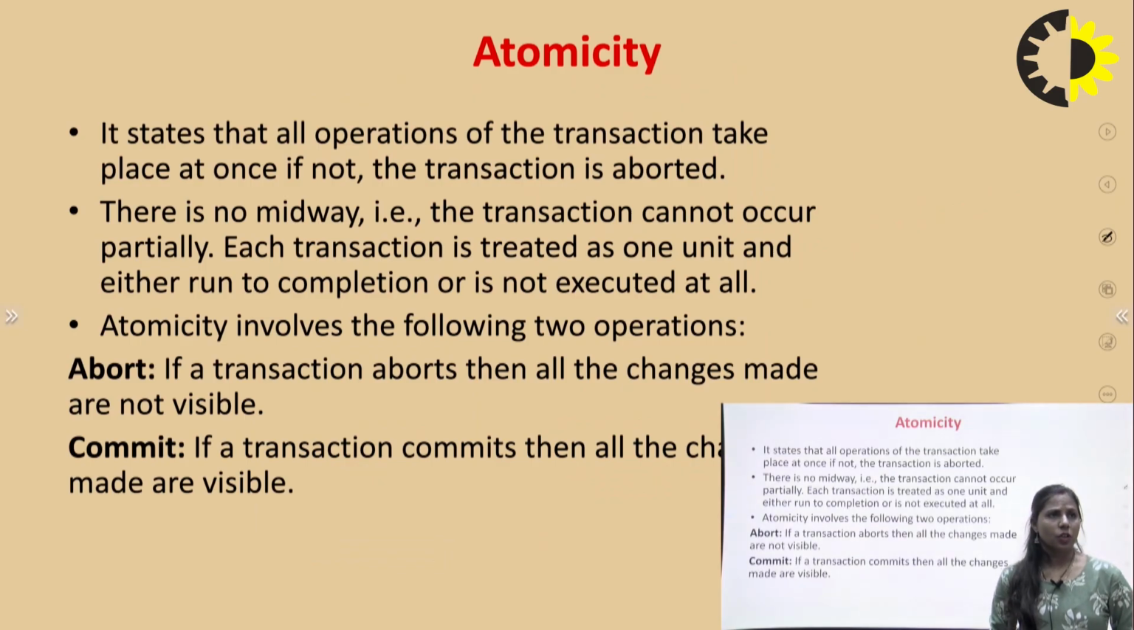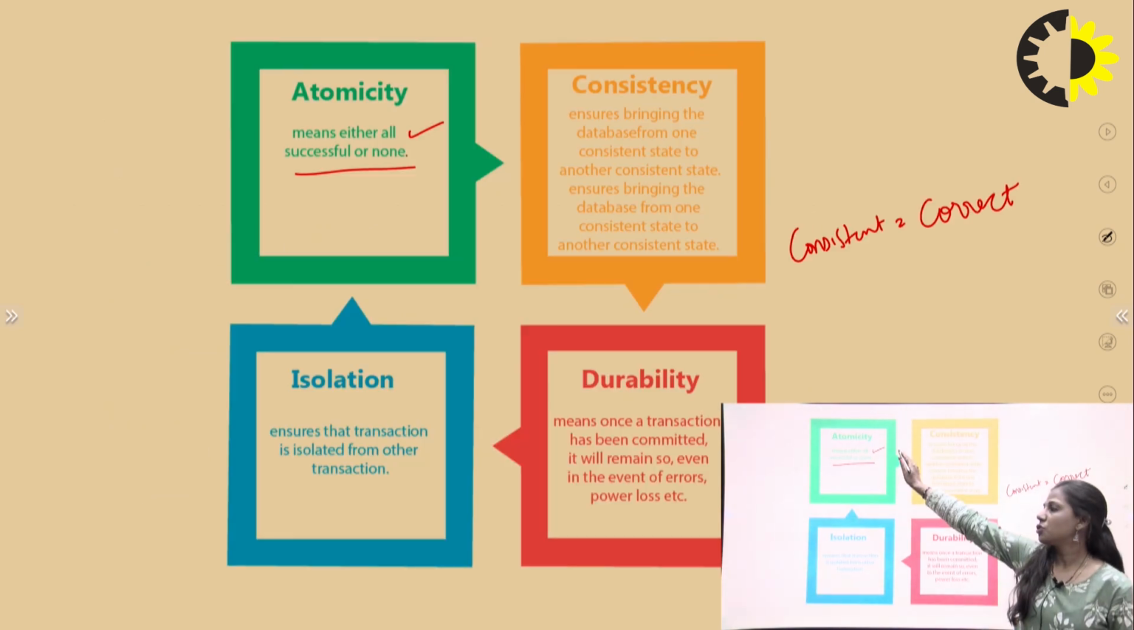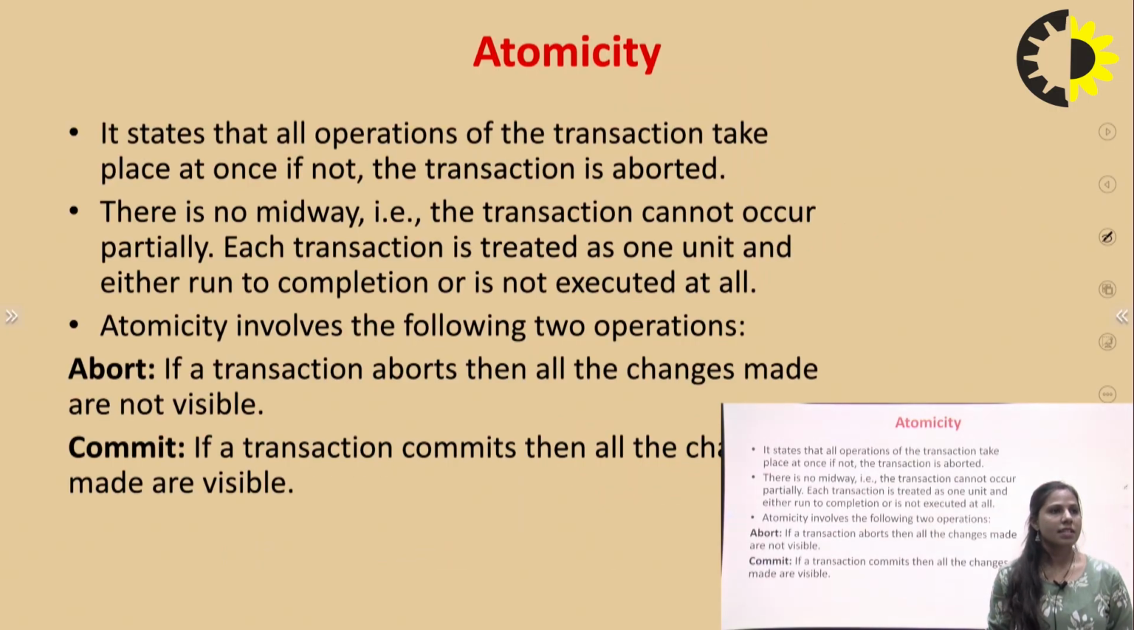For example, atomicity. Atomicity states that all the operations of a transaction take place at once. If not, then the transaction is aborted. It means if the transaction fails, then it gets aborted midway; it cannot occur partially. Each transaction is treated as one unit, either run to completion or not executed at all. We have discussed already that it should be either all successful or none. This is how it works.